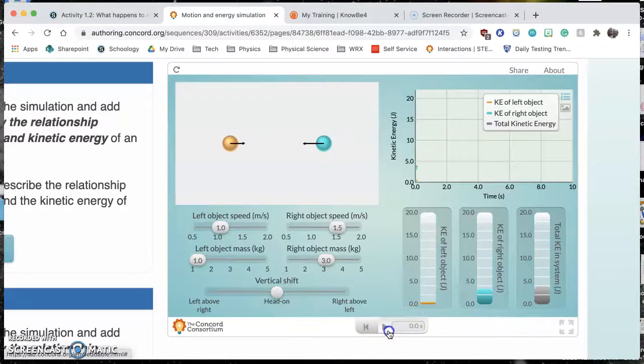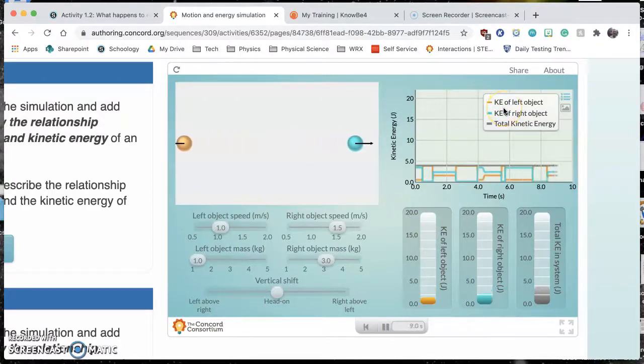Okay, and as you play, you'll notice there's a couple of graphs here. There's a bar graph showing us the kinetic energy. This is a type of energy associated with motion. Remember, this is something we should have seen in middle school. Kinetic energy of the left object being the orange and the right object being the teal color. Those colors translate over to these graphs. I'm just going to pause it here.